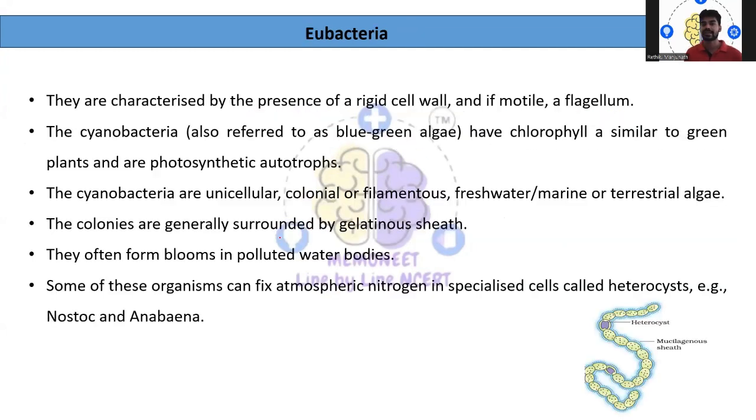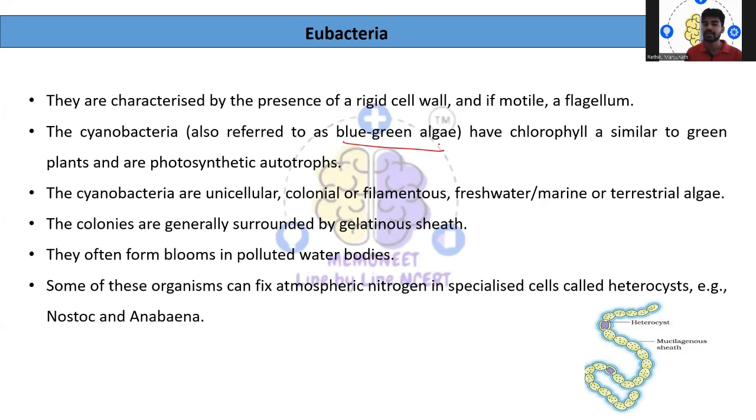Then we have eubacteria. Eubacteria is characterized by the presence of a rigid cell wall, and it is motile and flagellated. That means it normally shows movement. One example is cyanobacteria, which is actually blue-green algae. They have chlorophyll, so they are similar to green plants, and they are autotrophic in nature. That is, they perform photosynthesis, which means they are able to prepare their own food.